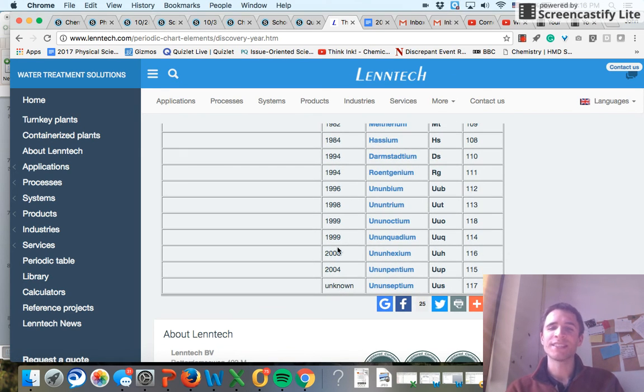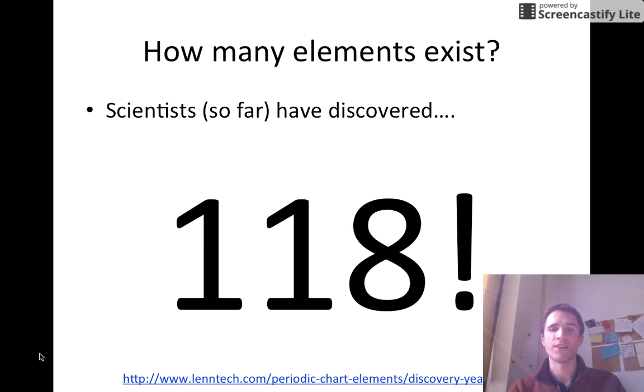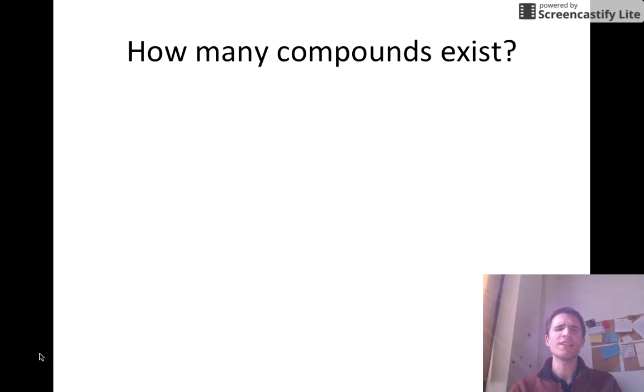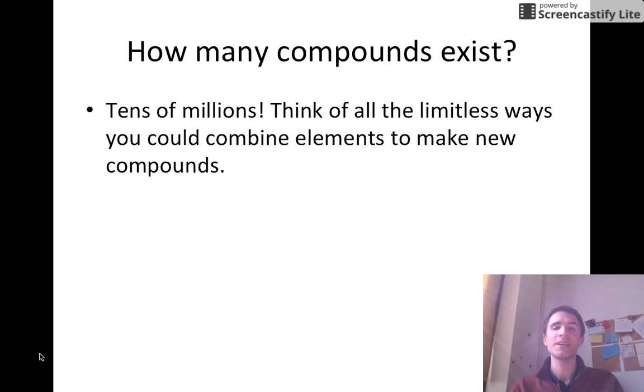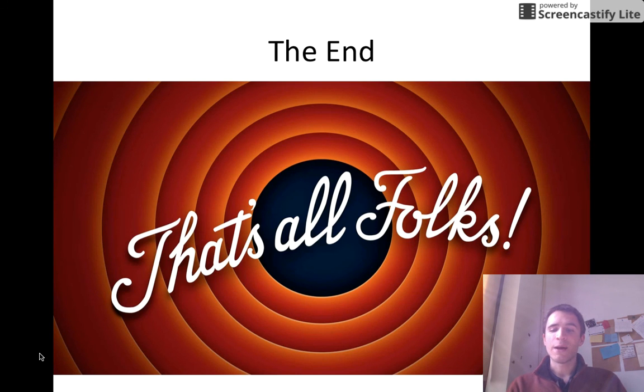And this list actually isn't updated because if you look it up online, there are 4 new elements that were discovered and named last year to bring us to a total of 118 elements. Pretty awesome. And there could be more that are discovered in the future. But if there are 118 elements, how many compounds exist? Well, the answer to that is that there are tens of millions of compounds. Think of all the limitless ways you could combine elements in different combinations to make new compounds. That is definitely a reason to say, wow, right? Lots of different compounds. Guys, that's the difference between compounds and elements.